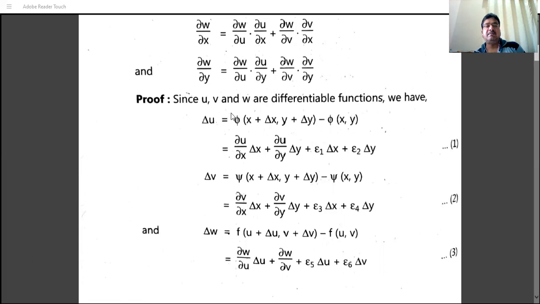So actually, what is the definition of a differentiable function? That delta u or delta f is equal to h. What is the notation for h? It is delta x, h f x, and so on. So what does f x mean?